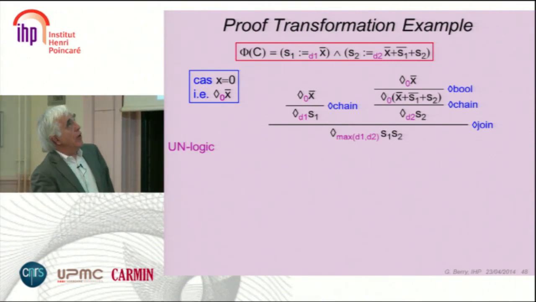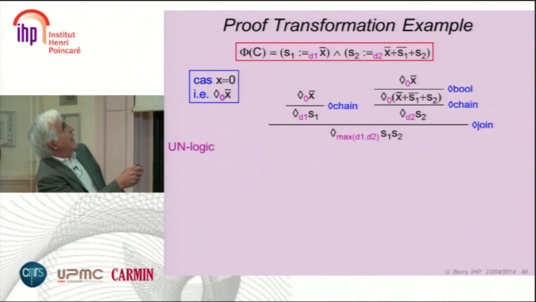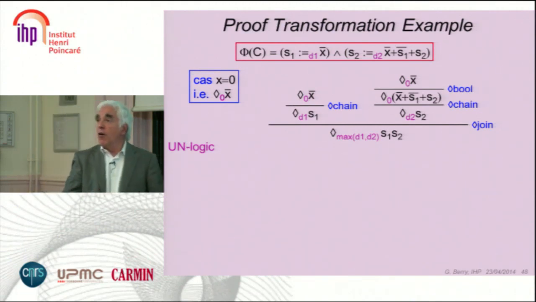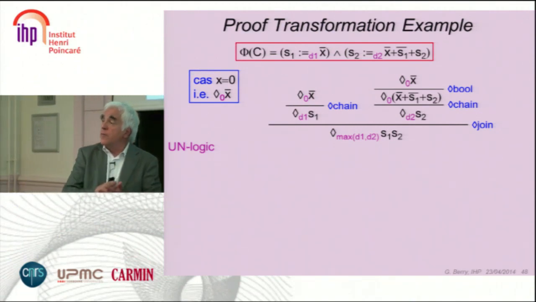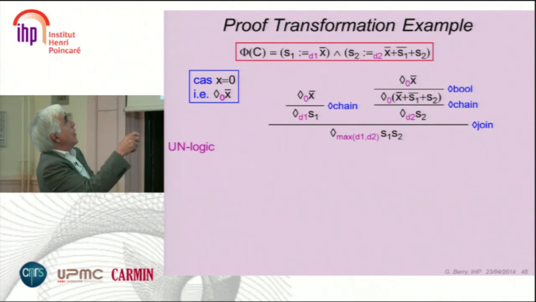So here is the proof transformation. You have this circuit here, which was our working circuit. S1 is x bar. S1 is a delay. So after delay D1, S1 becomes x bar. And after delay D2, S2 becomes x bar plus S1 bar plus S2. So here was the proof. You assume x is 0, which means that from 0 to infinity, x is true. This is this delay 0 x bar. And the proof is like that.